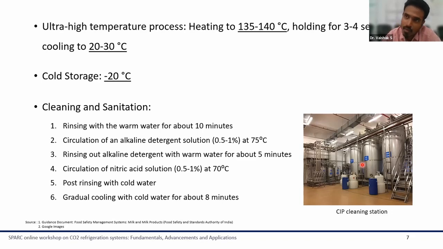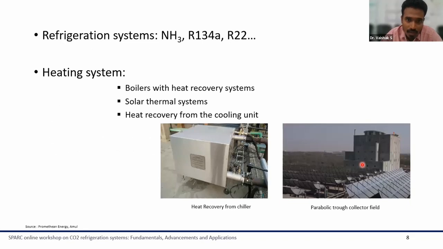But at the cooling center, the process can be clean out of place also. That means we will remove certain components and take them to another point for cleaning. So when coming to a large dairy processing plant, the most common refrigerant being used is ammonia. However, we can see the application of R134a, and some older units are using R22 also for their refrigeration application.